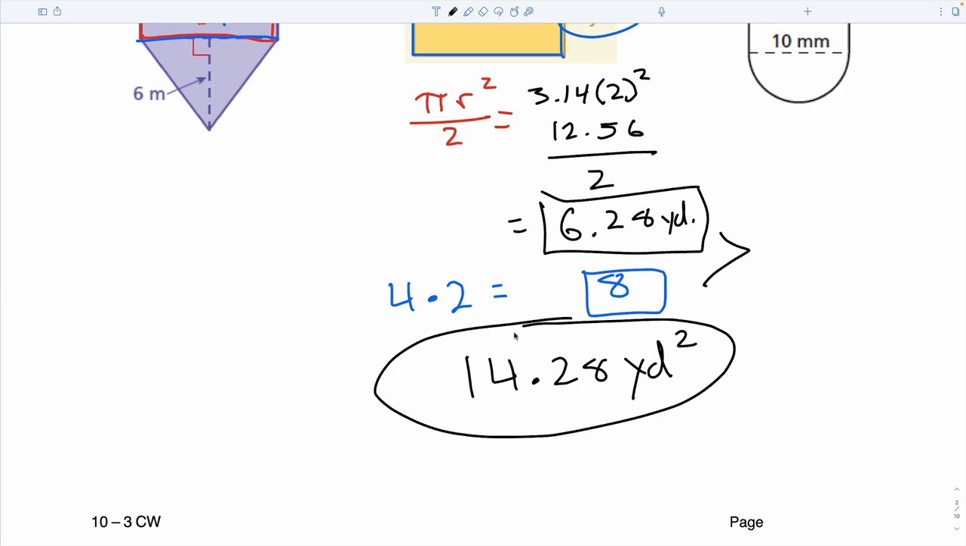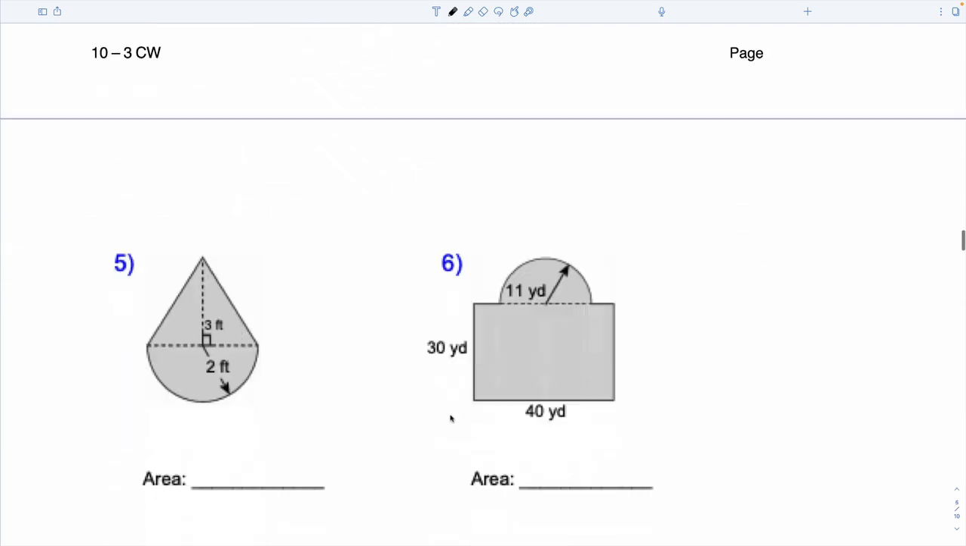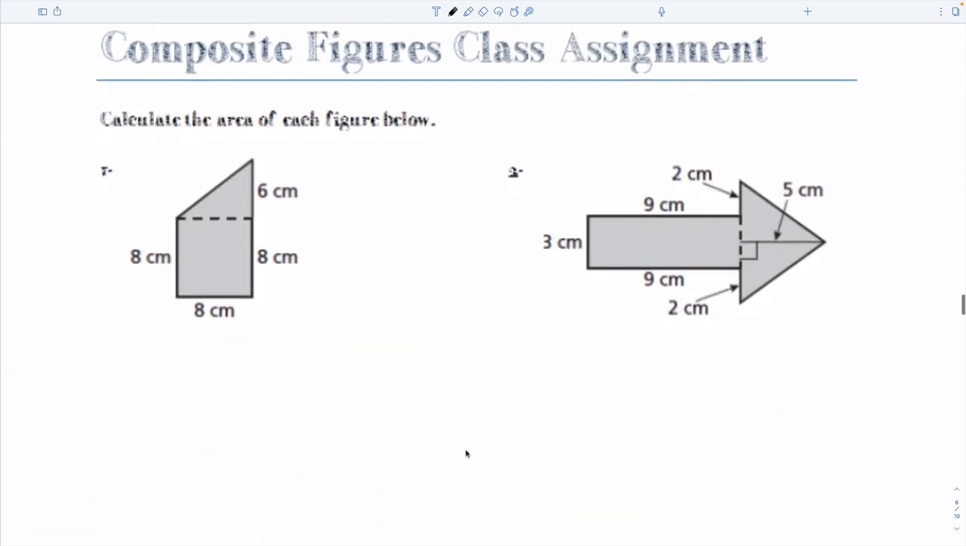We're going to skip 3 for now, and the guided practice. Flip all the way until you see bronze a few pages away. You have 5 minutes, try to finish 2, maybe 3 problems.